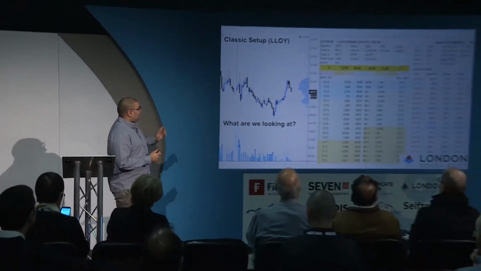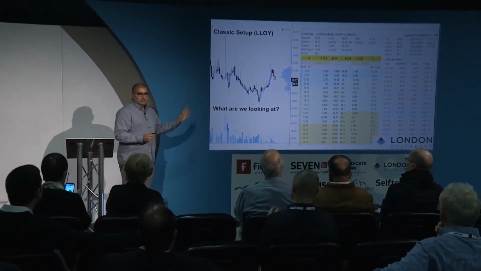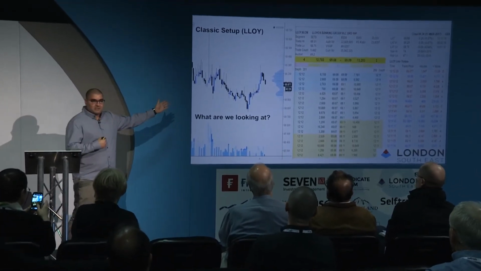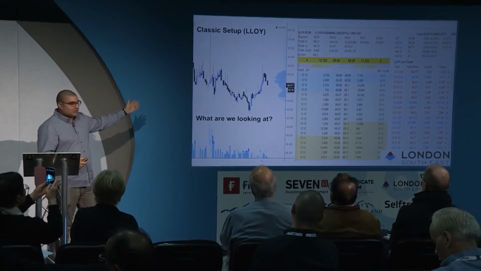So onto the charts. This is what it looks like. This is a classic setup for Lloyds. And what are we looking at here? I just want to explain the chart and the level 2 data. So first of all, the chart. This is my setup, and this is basic candlestick charts.